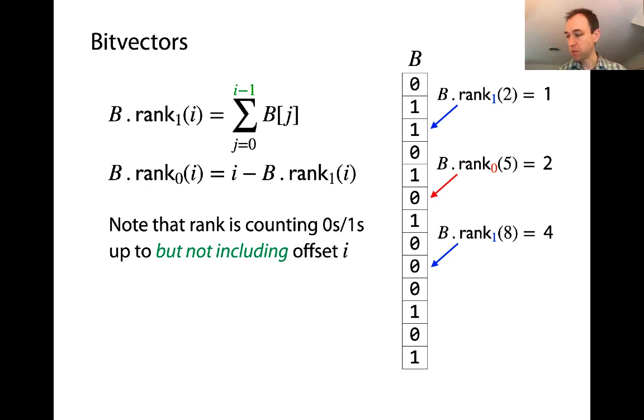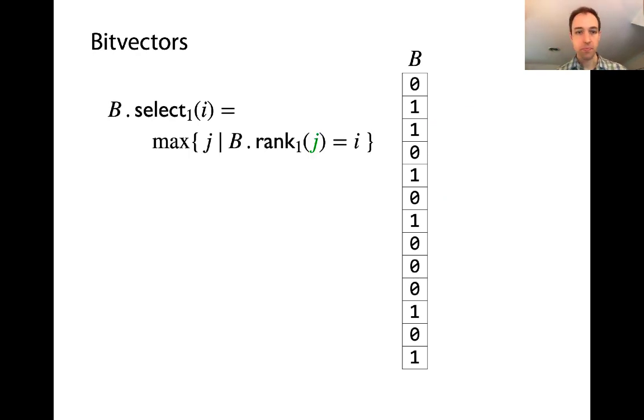All right, that's 2 out of 3. Let's look at the third query, which is called select. Select is defined in terms of rank. So again, select is going to have a subscript, and I'm just now showing you only the formula for subscript 1, select sub 1. So select sub 1 of I is what? It's the maximum j such that the rank sub 1 at offset j equals I. Okay, a simpler way of saying this is that select sub 1 of I is saying, please tell me the offset of the ith 1 bit.